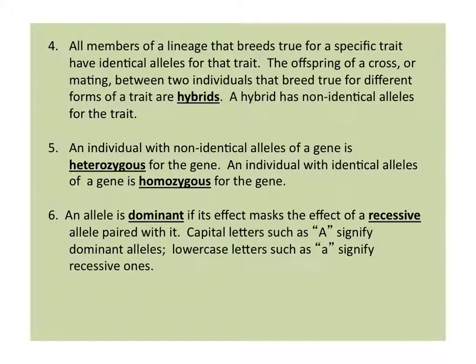So an individual with non-identical alleles, again, let's say one for red and one for white, would be called heterozygous. If they have identical alleles, like red and red, or white and white, that is homozygous. Hetero means different, homo means same. Now, if an allele is dominant, that means its effects will mask the effect of the recessive pair. And we often use capital letters to signify dominant ones and lowercase letters to signify recessive ones. Again, as we move forward, a lot of this will soak in as we actually apply this.